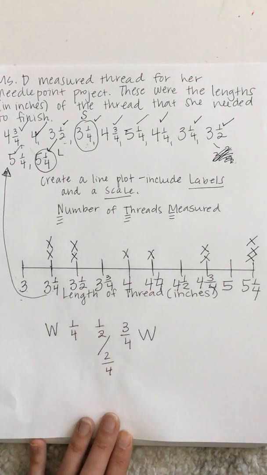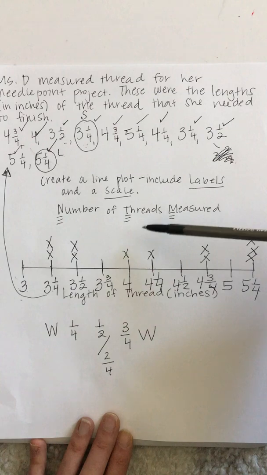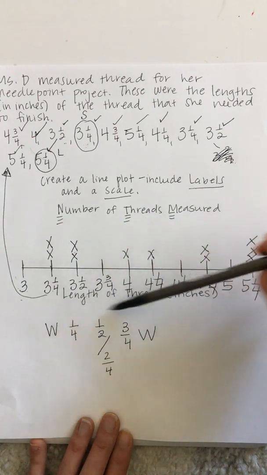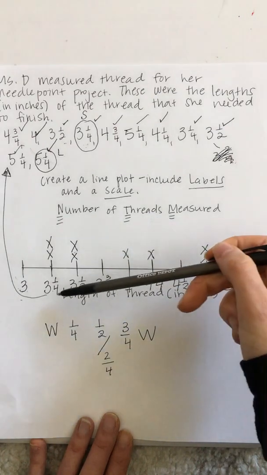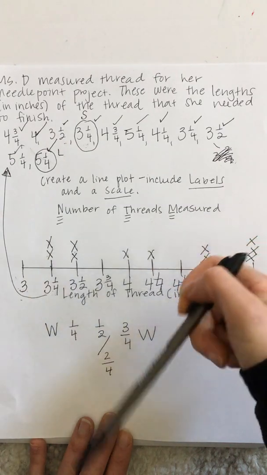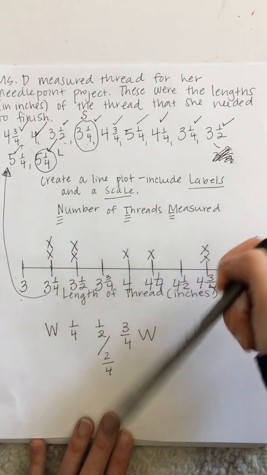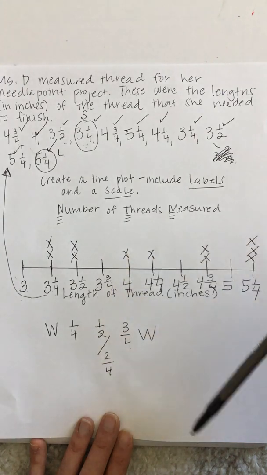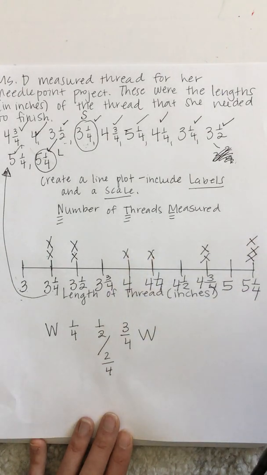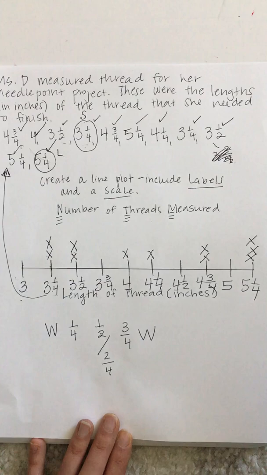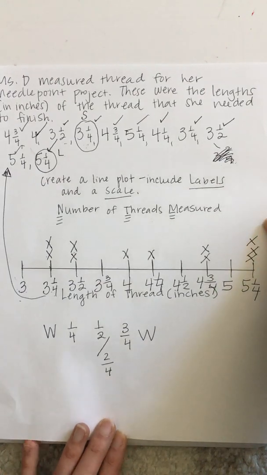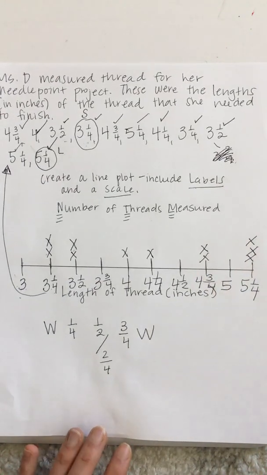So if I brought this to the store and I just gave someone at the needlepoint store a copy of this, they would look at this and go, okay, she needs threads, she measured them, these are the lengths of the threads in inches, I need to go get her 2 threads that are 3 1/4, 2 threads that are 3 1/2, 1 thread that's 4 inches, 1 thread that's 4 1/4 inches, 2 threads that are 4 3/4 inches, and 3 threads that are 5 1/4 inches. Okay? So I hope that helps with your math test that you have.